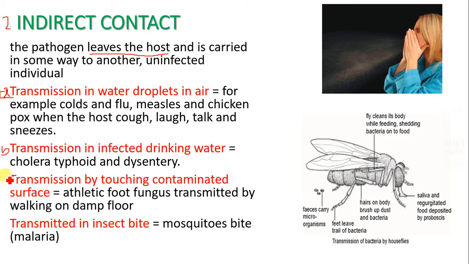We also have transmission by touching a contaminated surface, like athlete's foot, a fungus transmitted by walking on a damp floor. It can also be transmitted by insect bite, such as a mosquito bite in the case of malaria. So these are the ways in which disease can be transmitted: direct contact, through the transfer of body fluids, while indirect contact has to do with transmission in water droplets, in infected drinking water, by touching a contaminated surface, and by insect bite.